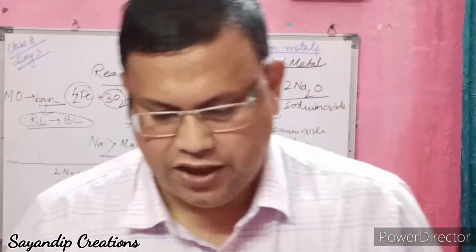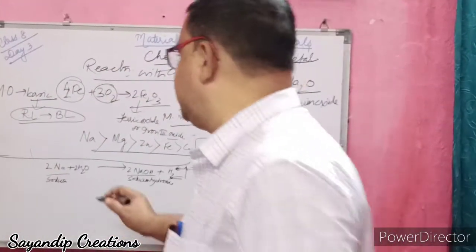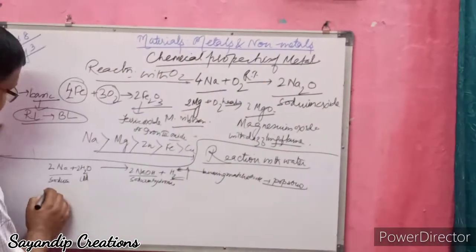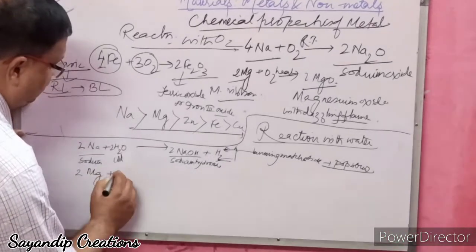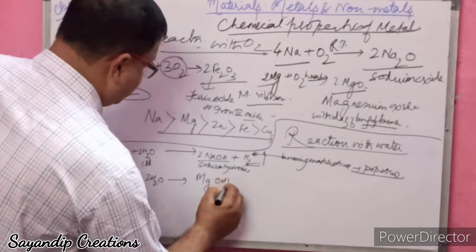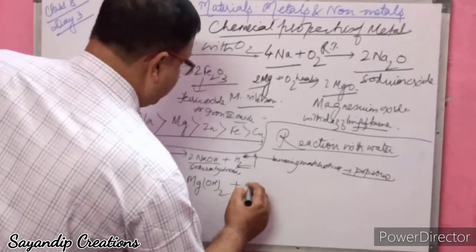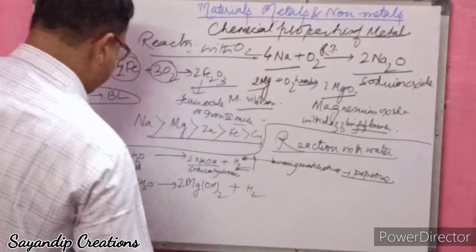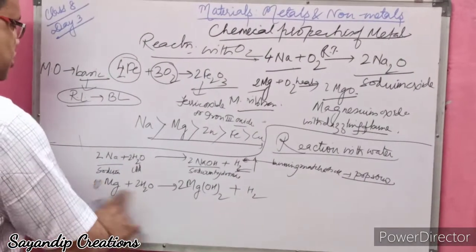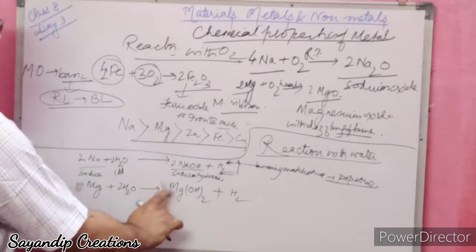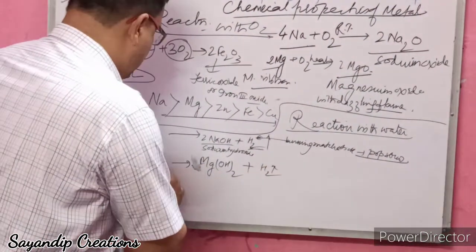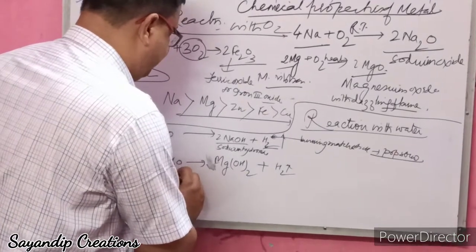If you take magnesium with cold water, it will form magnesium hydroxide and liberate hydrogen gas. Mg plus H2O will be magnesium hydroxide. It will be with hot water, boiling water.